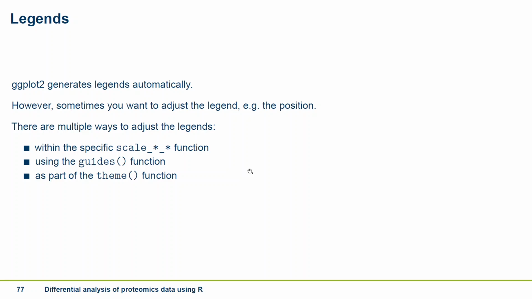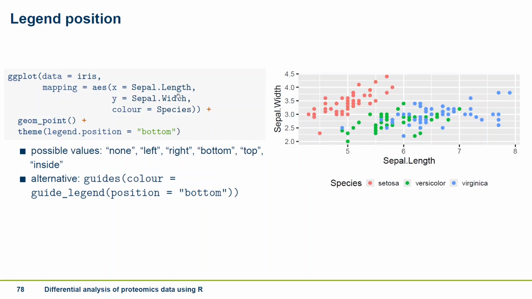There are, again, multiple ways to adjust the legend. So the specific scale functions have options to change the legends. We can use the guides function and also as part of the theme function. Here we can see an example where we want to have the legend on the bottom instead of the right side. So we simply use the theme function and say that legend position should be at the bottom. And then you can see that the single entries of the legend are not below each other, but next to each other automatically. So you have different possible values: none, left, right, bottom, top, and inside.